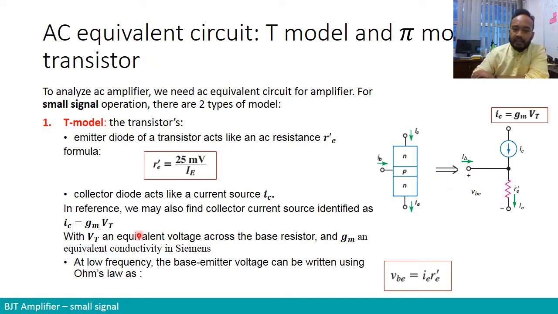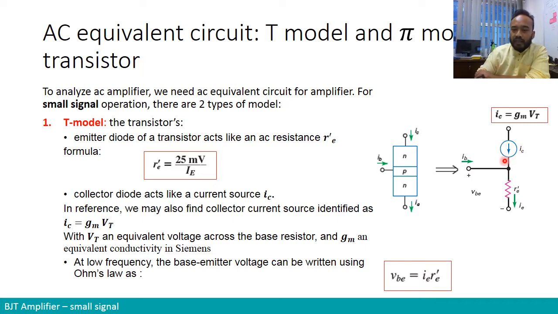So in other references, you may also find... before going to that, that is for the emitter, and then for the collector, the collector diode. So in a BJT we have two diodes, right? PN junction in the emitter, PN junction in the collector. So in the collector, now the diode acts like a current source. So it is simply represented as current source IC over here.